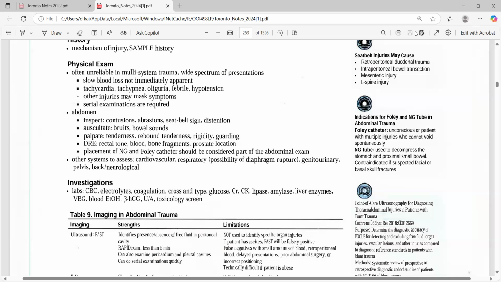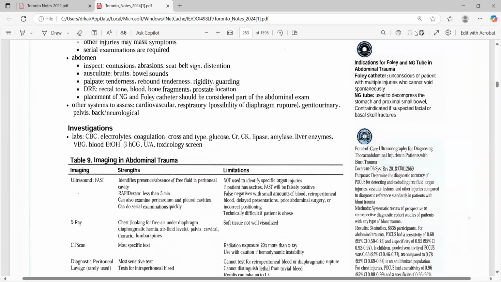So in all kinds of abdominal cases, regardless of finding out if there is any injury to the face, we go for NG tube. So after ruling out the NG tube contraindications, then we go for NG tube placement.